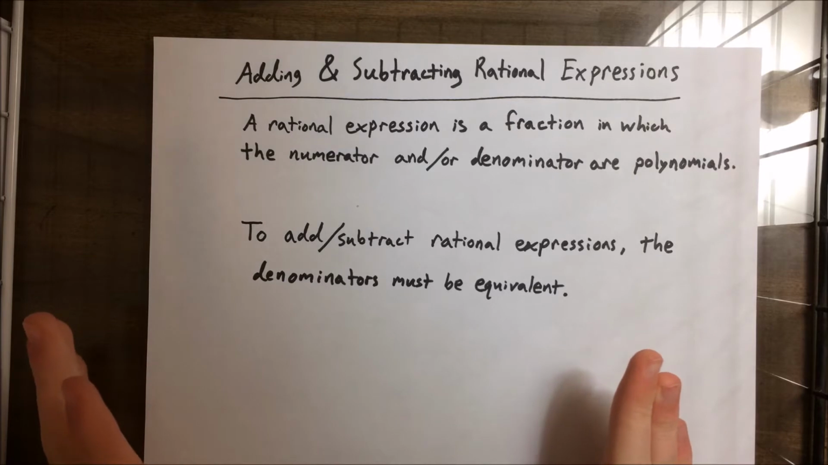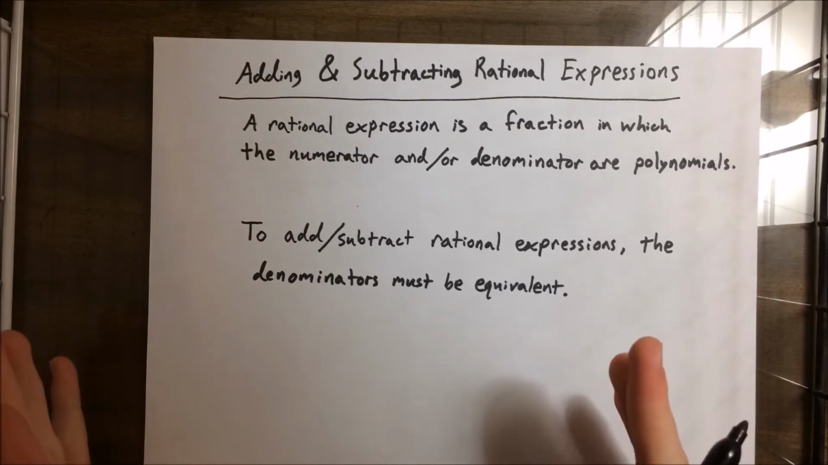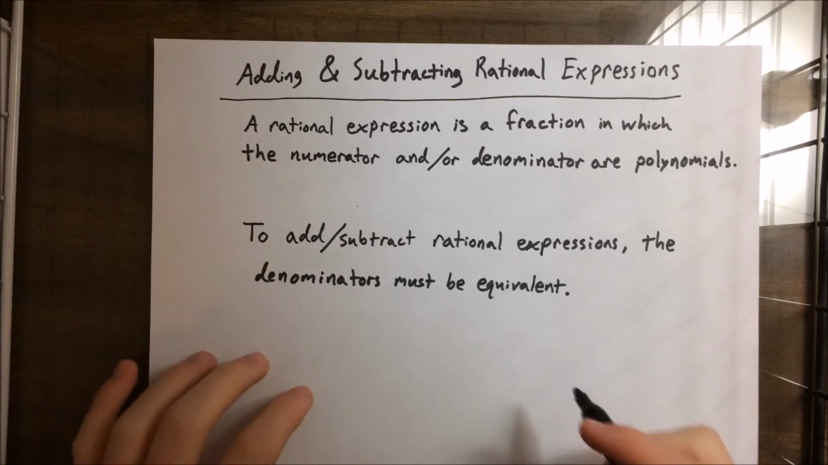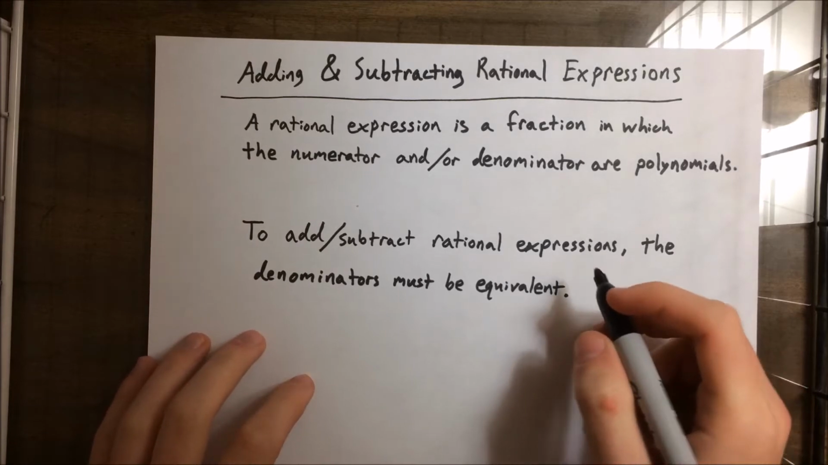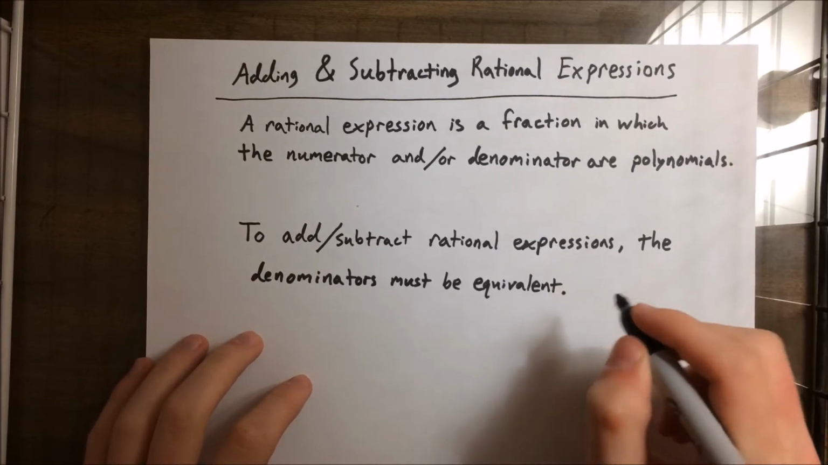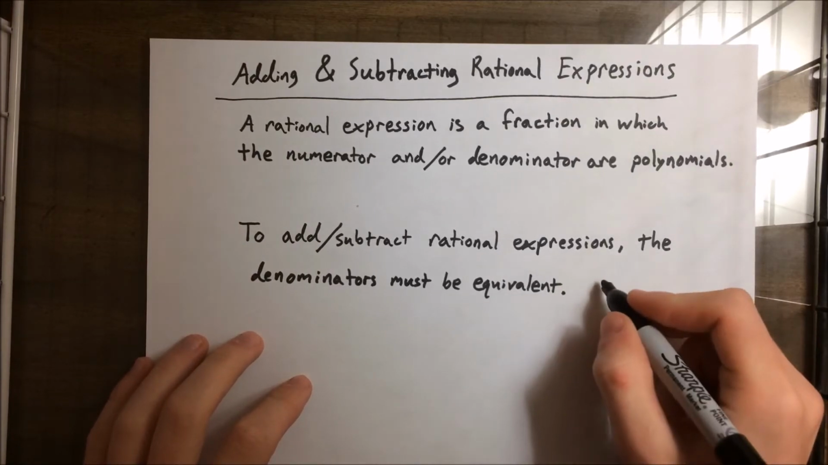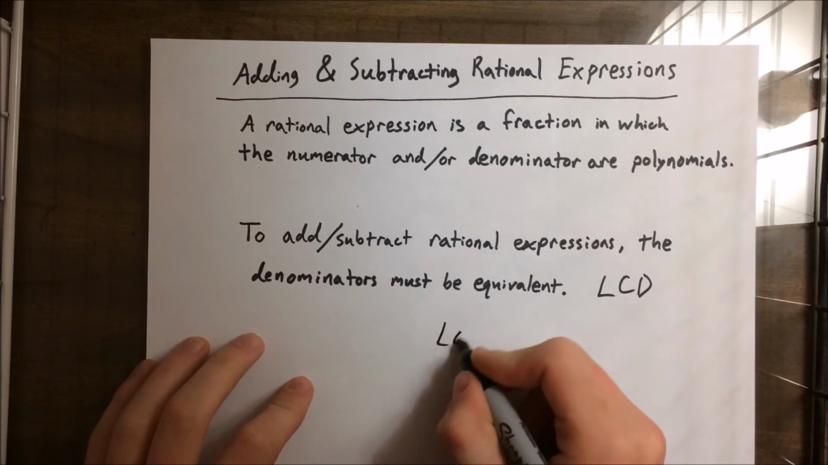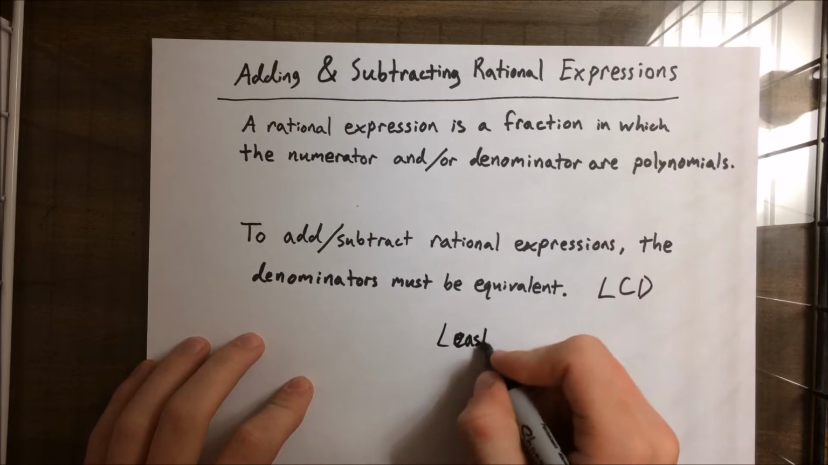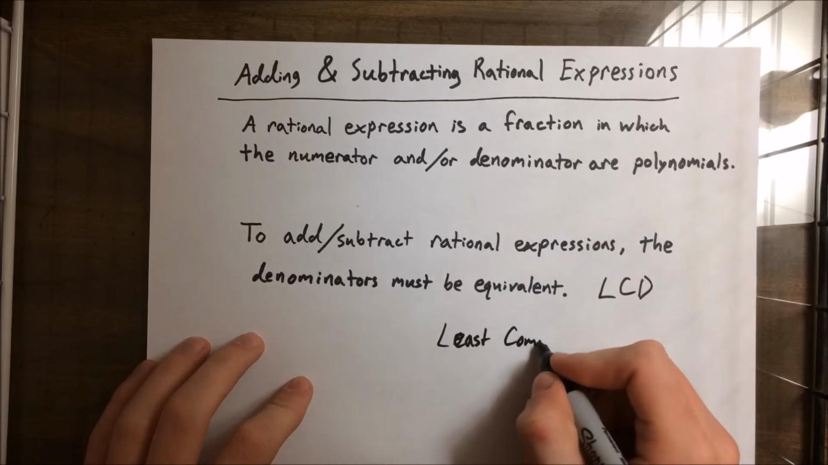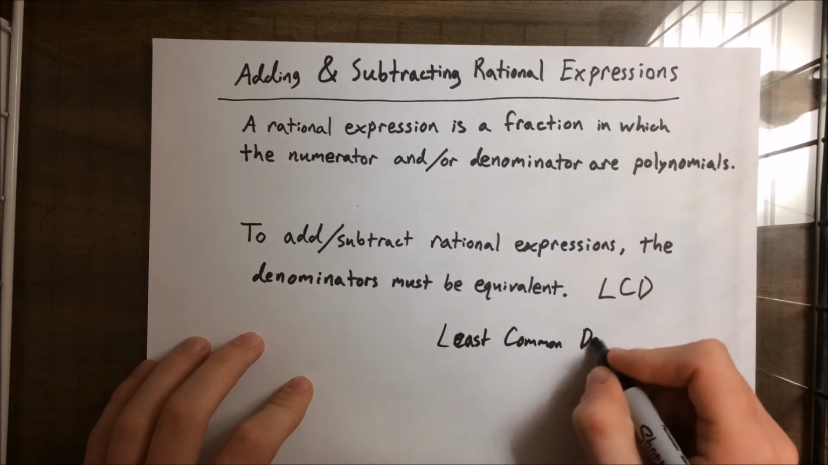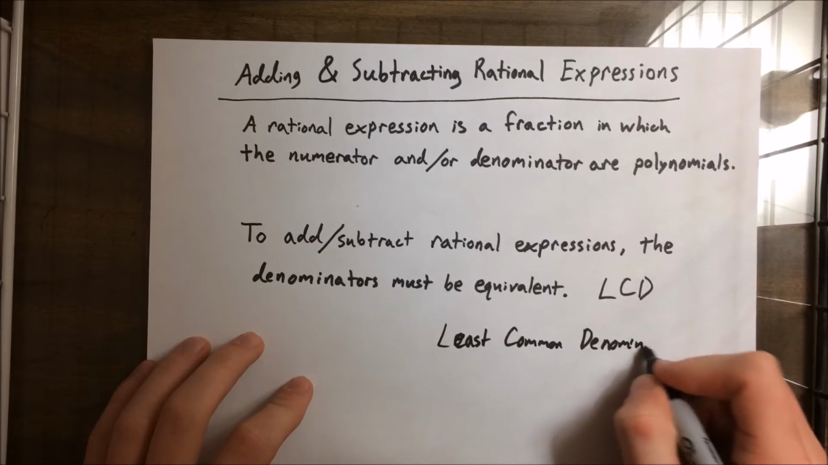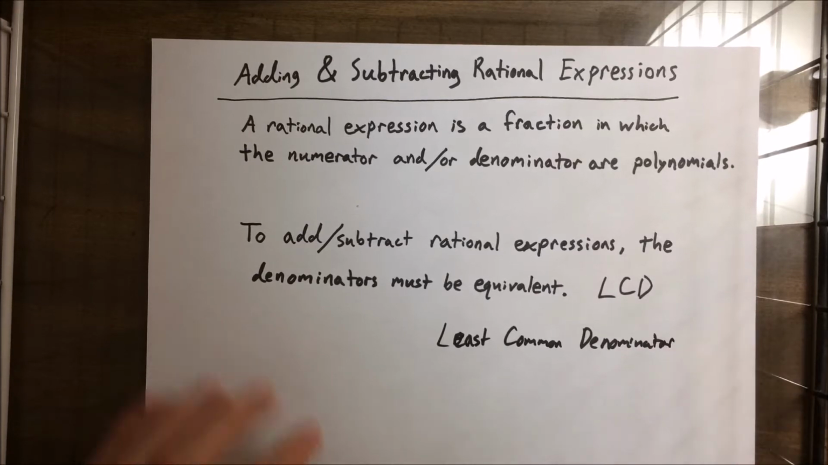Sometimes they aren't. So to make it where you can add and subtract rational expressions that don't have equivalent denominators, you have to find the LCD, which is the lowest or least common denominator. And I'm going to show you how to do that in a couple examples. So let's start with the first example.